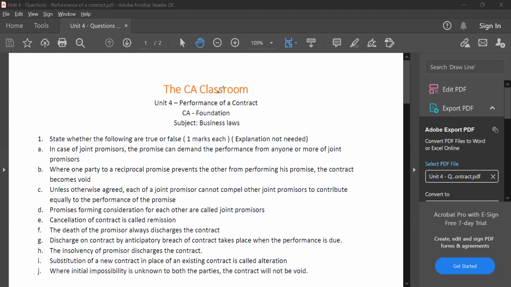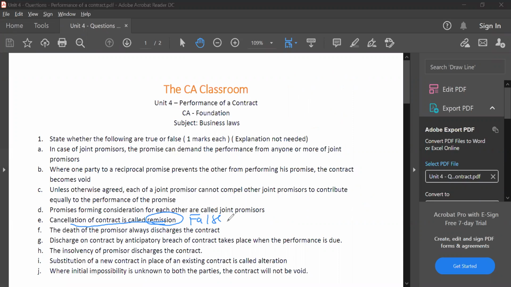Cancellation of contract is called remission. False. Answer. It is rescission. Correct. Cancellation of contract is called rescission of a contract, not remission of a contract. So answer is false. Fifth one is false.